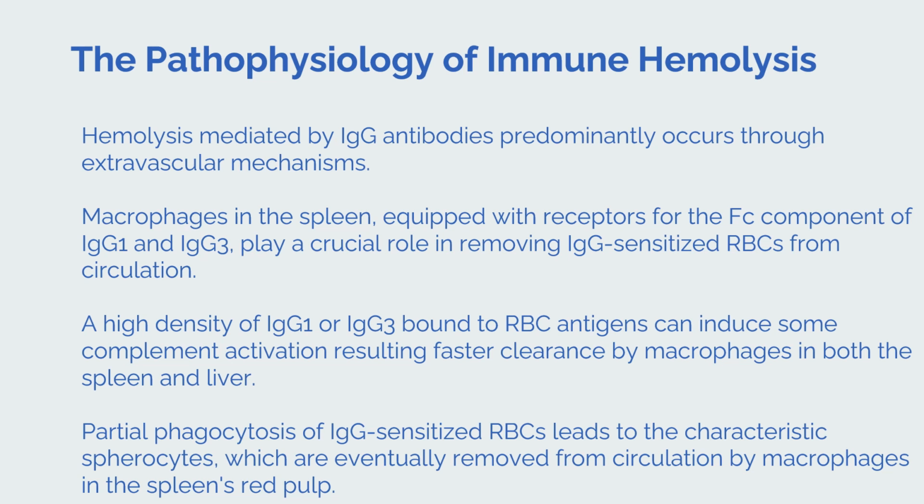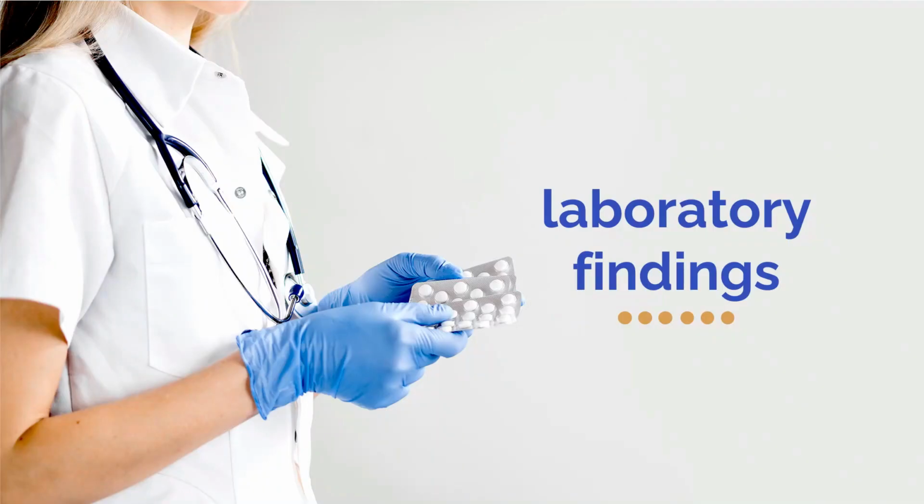The intricate pathophysiology behind immune hemolysis slowly unfolds, shedding light on the remarkable interplay between antibodies, complement proteins, and the immune system. In the next part, we'll conclude our exploration with a closer look at laboratory findings in immune hemolytic anemia, where the secrets of the blood reveal themselves. Let's embark on this scientific journey and uncover the intriguing clues.